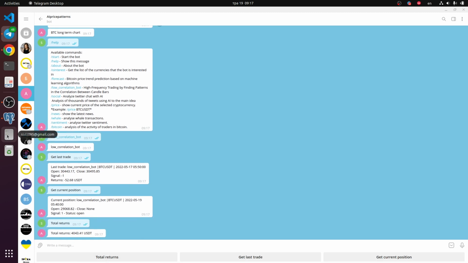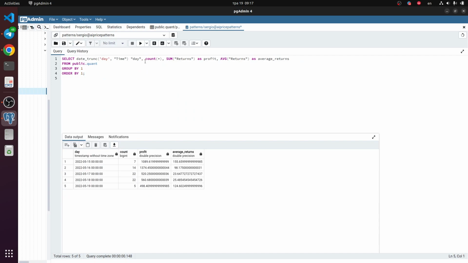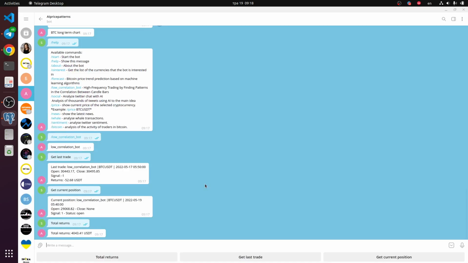Okay, let's look at the total returns in the database. You see, I take some aggregate function about returns, and let's look at this one. These are the returns for the last 5 days, and the count of trades for 1 day. In general, we have about 20 trades per day. This is high frequency trading. And what else? This is the profit per day and the average returns.